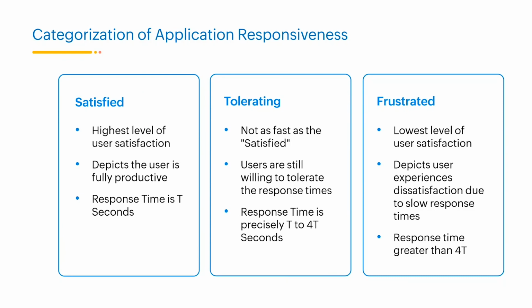Next is tolerating. The tolerating category indicates that the application's response time is between the tolerating threshold and the satisfied threshold. Users in this category might tolerate the performance but may not be entirely satisfied as under the satisfied category. Frustrated. This category represents the lowest level of user experience, where the application response time is below the tolerating threshold. Users in this category are likely to be frustrated with the application performance as it does not meet their expectations.